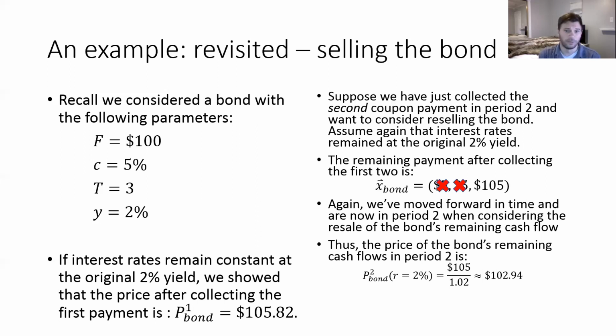And we can see here, pretty easy calculation, that the price of the bond after 2 periods has now dropped to $102.94. And again, that should make sense. Okay, we've collected 2 payments of $5, which means the bond's value, which depends on the remaining payments, is going to be lower because there are fewer remaining payments.